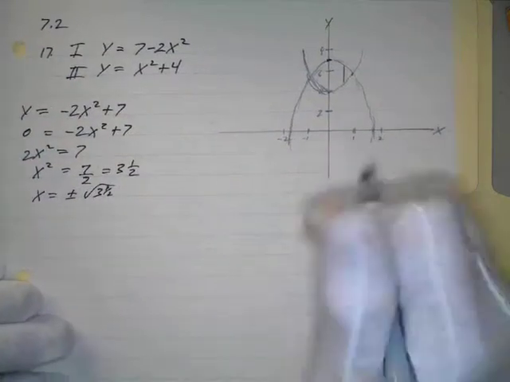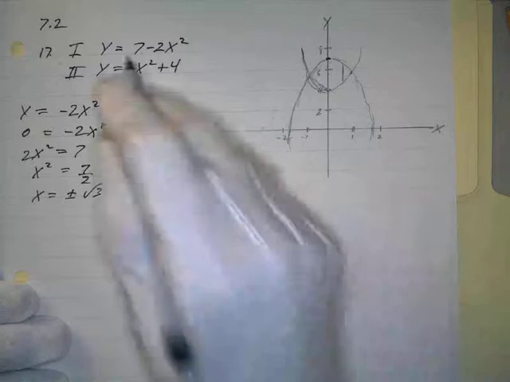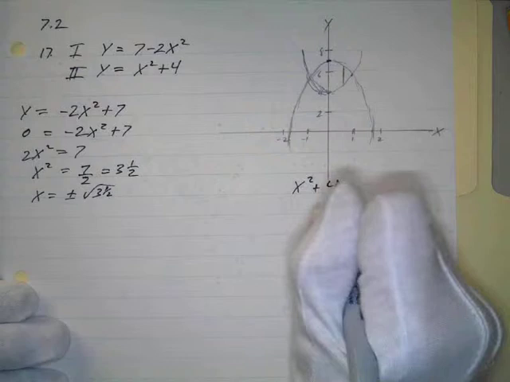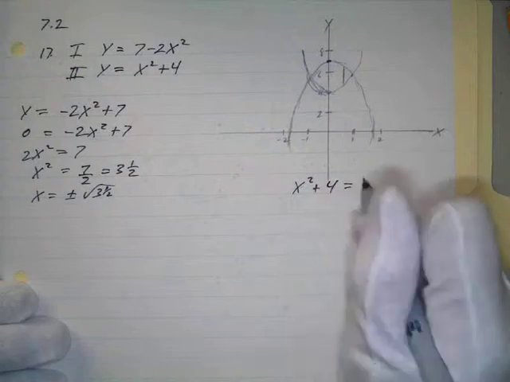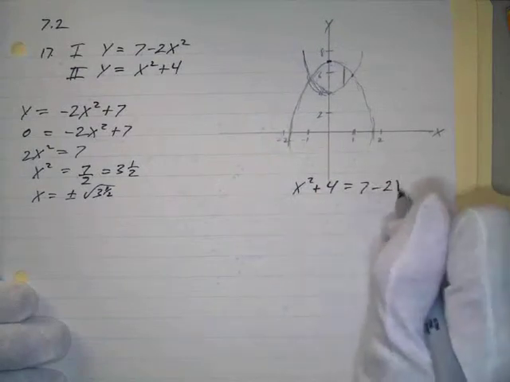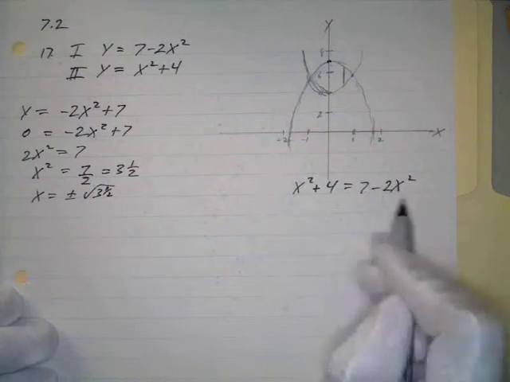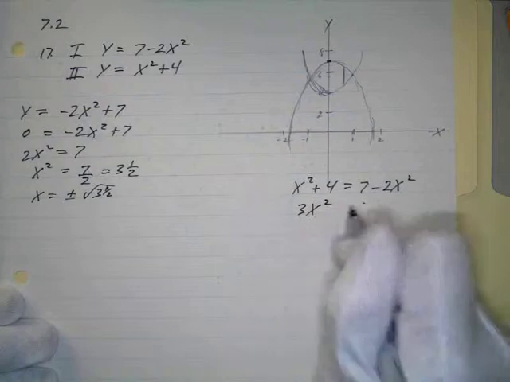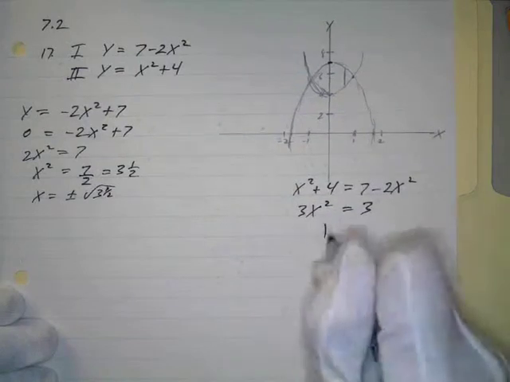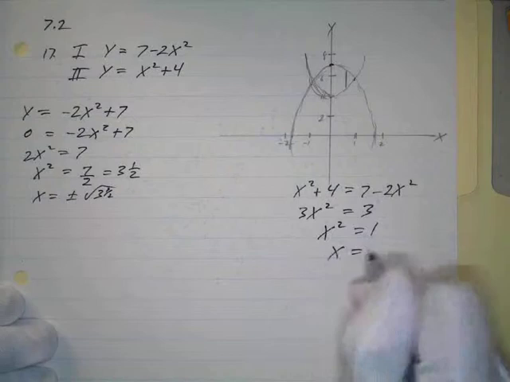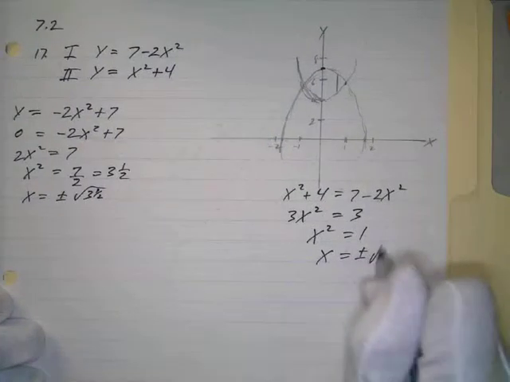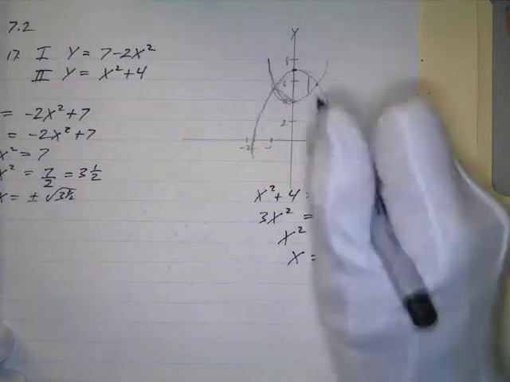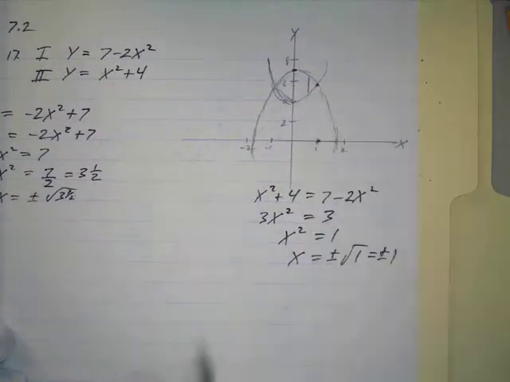Well, let's take a look here. What we'll do is set this equation, x squared plus 4, equal to 7 minus 2x squared, and see if we can get a solution. Well, if I add 2x squared to both sides, I get 3x squared. If I subtract 4, that equals 3. If I divide by 3, I get x squared equals 1. So x equals plus or minus the square root of 1, which is just plus or minus 1. So that's nice. Looks like my sketch came out pretty good, too.